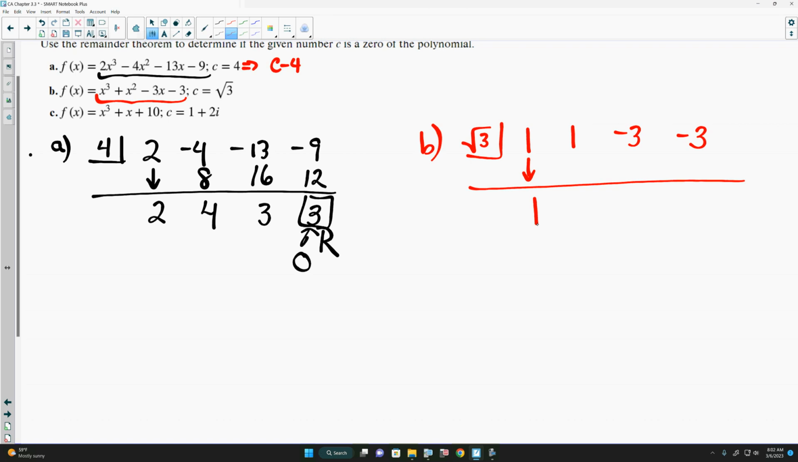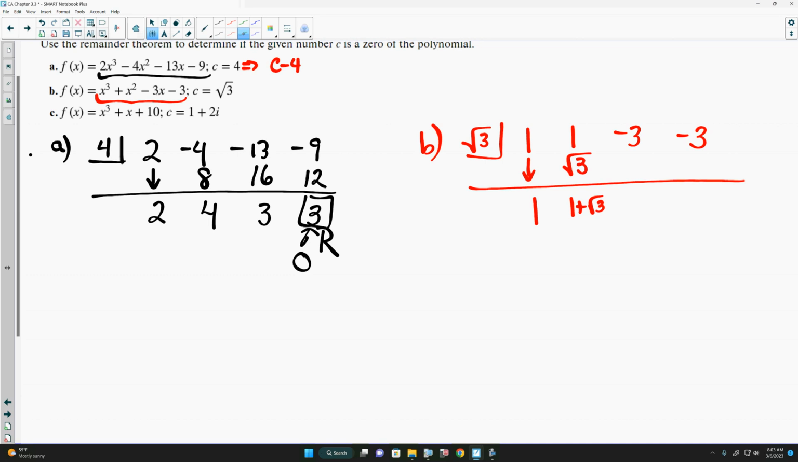Again, the first thing we do is bring down our first number, so we bring down the 1. Now we do the square root of 3 times 1, which just gives us the square root of 3. Then we add straight down. 1 plus the square root of 3 is going to be, well, 1 plus the square root of 3.